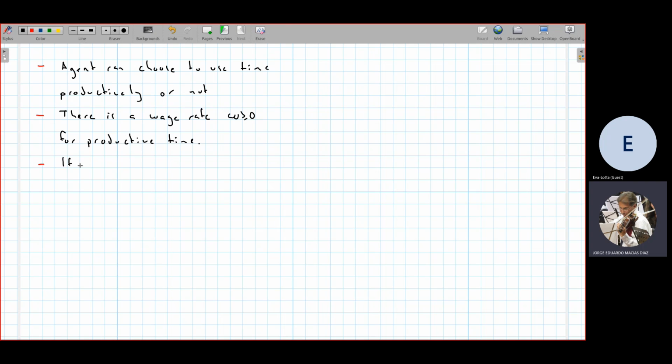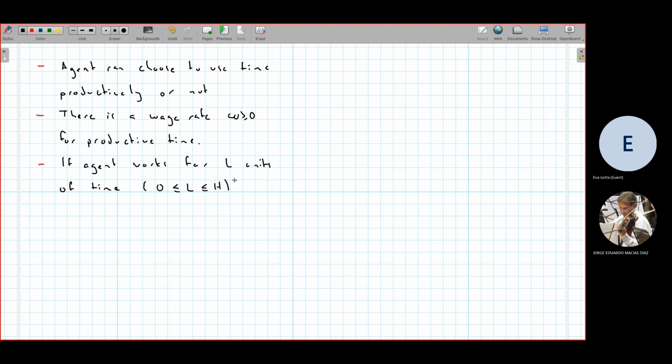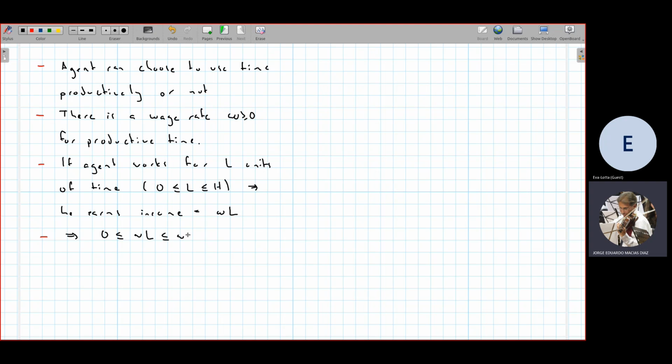So notice that if the agent works for, let's say, L units of time, obviously L is going to be greater than or equal to 0 and less than or equal to H. Then he earns some income, and this income is equal to W times L. Well, as an easy consequence, you observe that 0 is less than or equal to W times L, which is less than or equal to W times H.